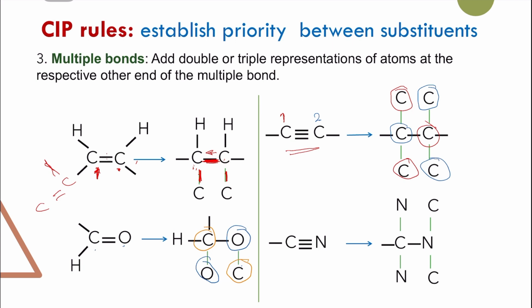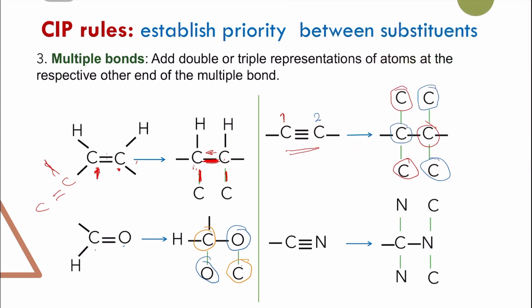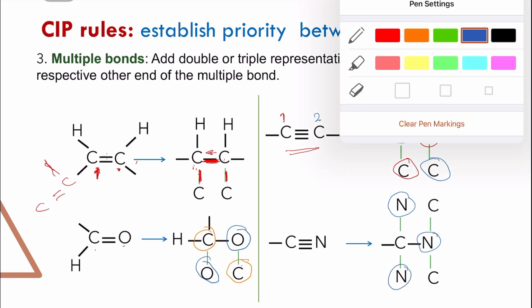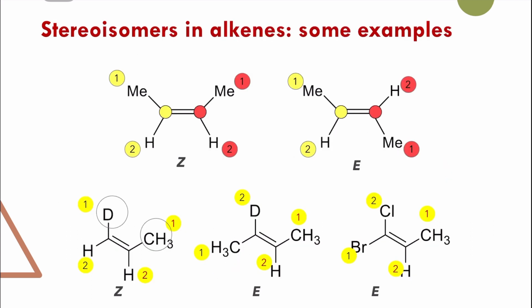C triple bond N: as if the carbon is attached to three different nitrogens and the nitrogen attached to three different carbons. So this is the carbon and these are the three nitrogens, while the nitrogen is attached to three different carbons, 1, 2, and 3. So I have to put it back as if it has different attachments. Then I would look at the first point of difference. Let's have some examples.